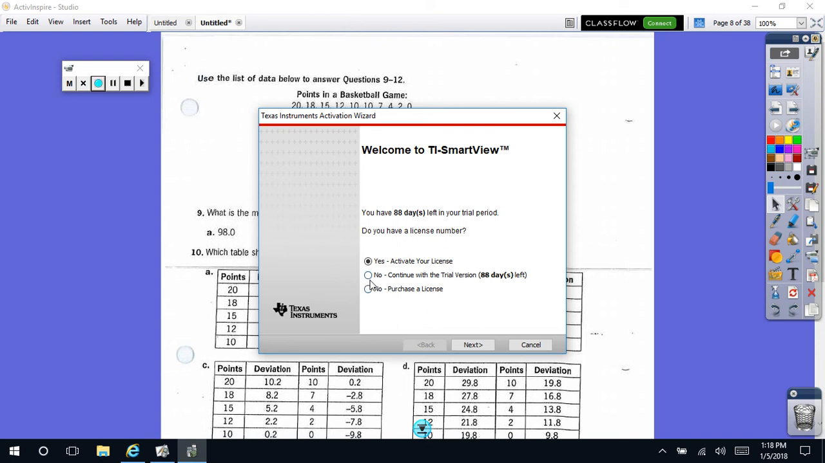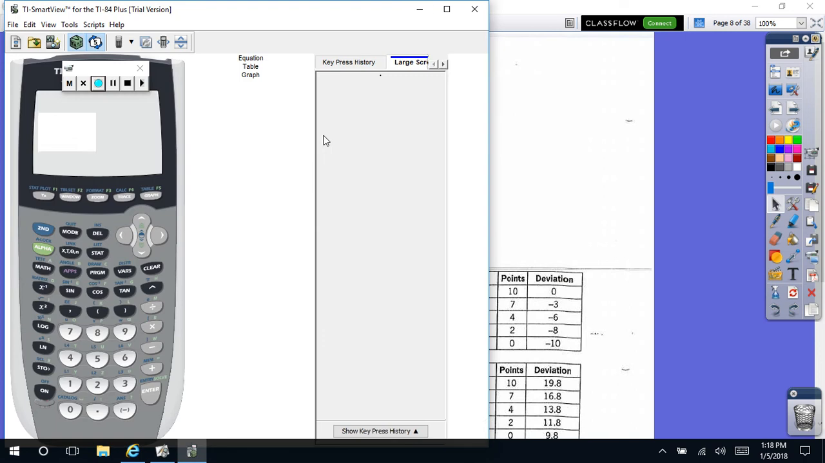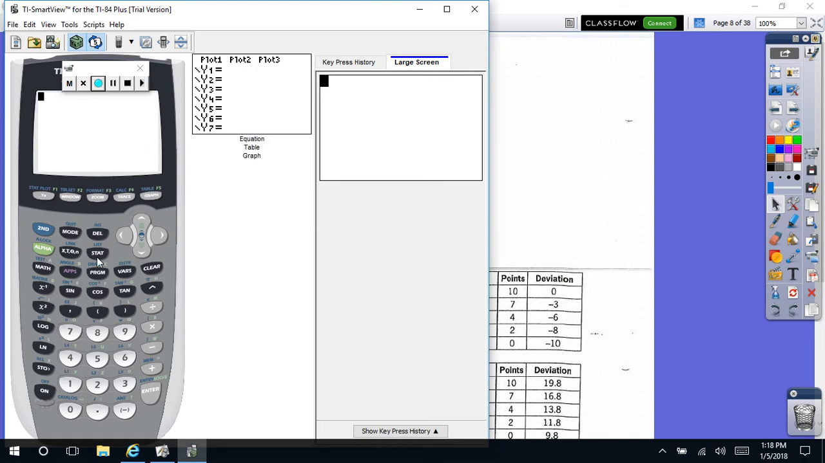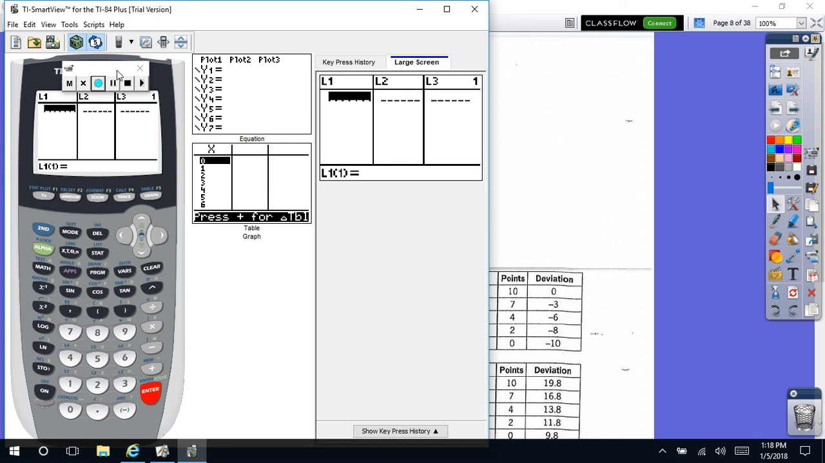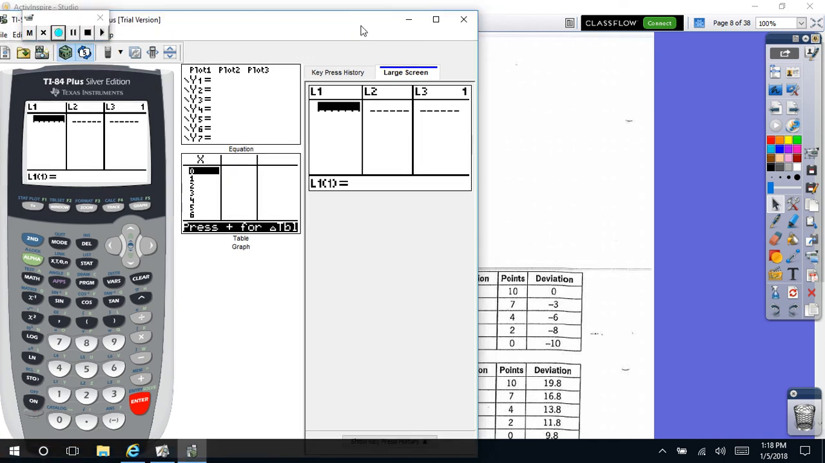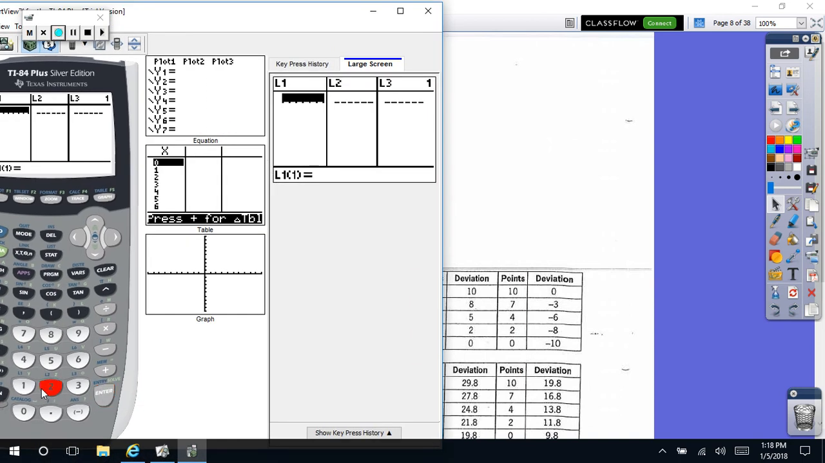So again, in order to enter these in there, we press the stat button. We are going to edit, and then you enter the numbers into L1. 20, 18.